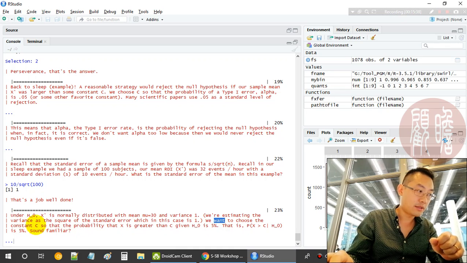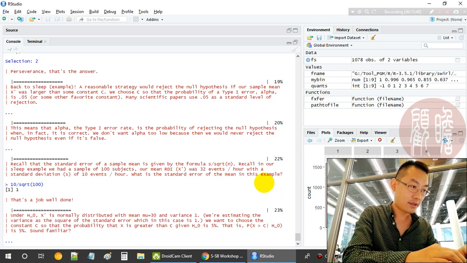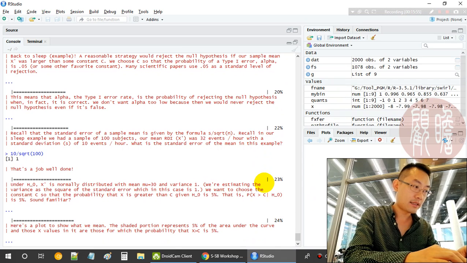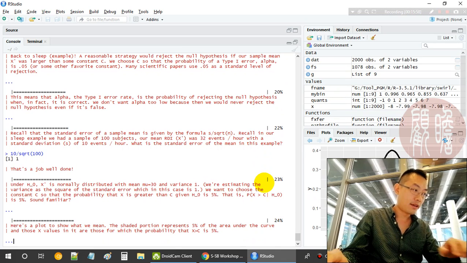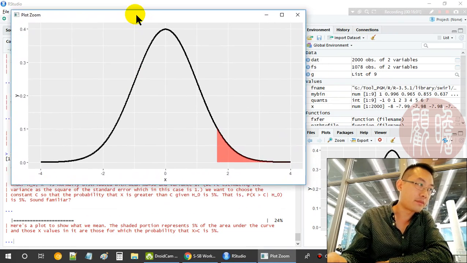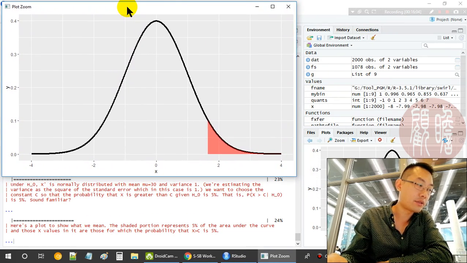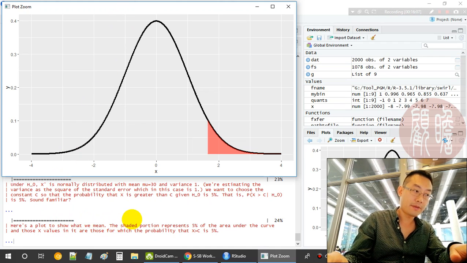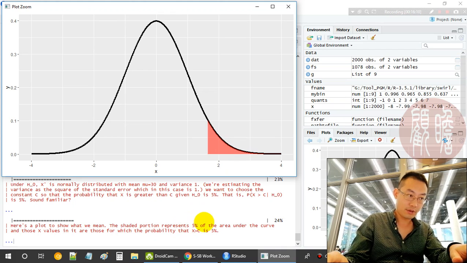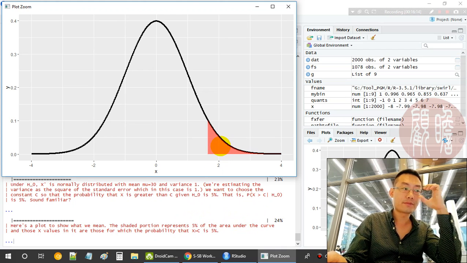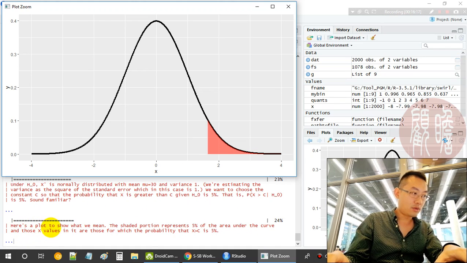Okay, so this is why we have this assumption here. We want to choose the constant c so that the probability of X being greater than c given H0 is 0.05. So P(X greater than c) is 5%. The c value is 30 and x is 32. Have a look at this probability density function. This is a plot to show what we mean. The shaded portion here, the pink color, represents 5% of the area under the curve.